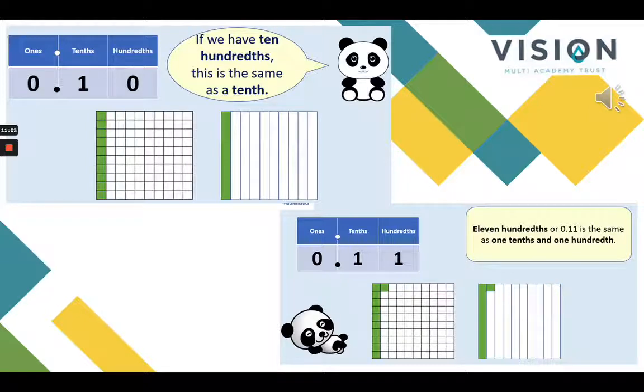If we have 10 hundredths, this is the same as 1/10. This is shown pictorially here, using a 100 square and also the 10 sticks. 11 hundredths, or 0.11, is the same as 1/10 and 1/100.